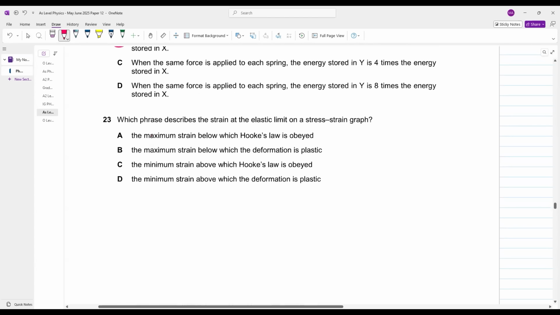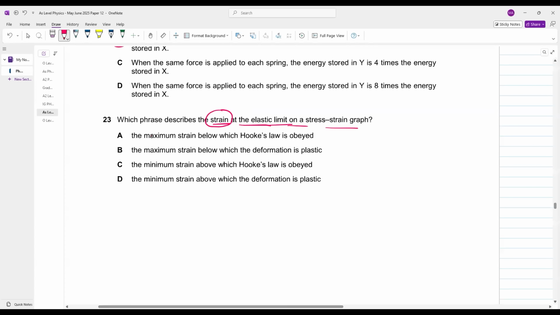Which phrase describes the strain at the elastic limit on a stress strain graph? Okay. Which phrase describes the strain at the elastic limit on a stress strain graph?